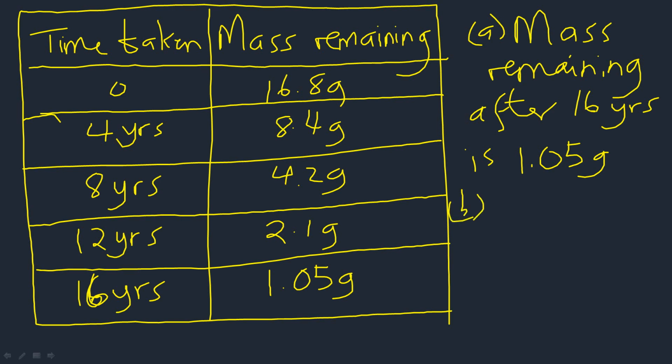Part B said, the time taken for the remaining mass to be 2.1 grams. You see, here you just read it directly. So the time taken for the material to decay to 2.1 grams is 12 years. There is even no need for you to bother yourself. So the time for part B I will not write, it is directly 12 years.